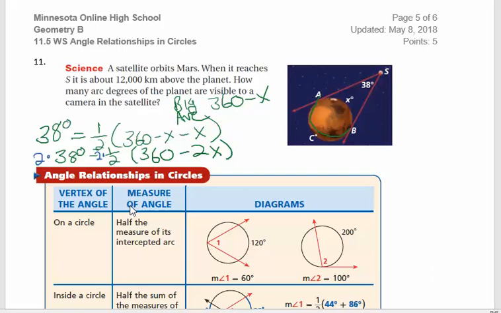So 2 times 38 would be 76 equals 360 minus 2x. And then we'll subtract 360 from both sides. And then when we divide by a negative 2, you'll have a negative divided by a negative, which will be positive. So your x will become positive when you solve that.